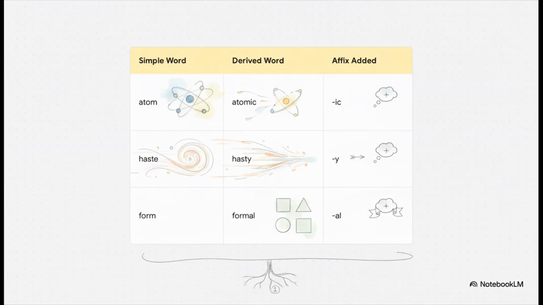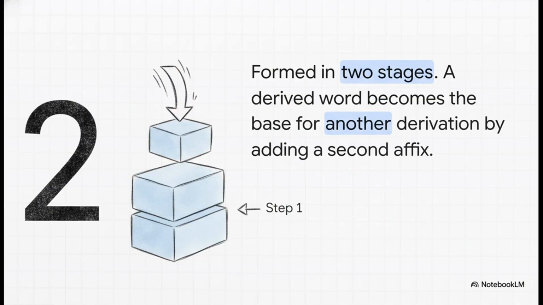You can see exactly how it works here. Atom becomes atomic just by adding IC. Haste becomes hasty when you add Y. And for our main example, form plus al gives us formal. It's a simple formula. Root plus one affix equals a 1st degree word. Easy, right? Okay, on to the 2nd degree. And this is the crucial trick to remember. We don't go back to the original root word anymore. Instead, that 1st degree word we just made becomes our new base.